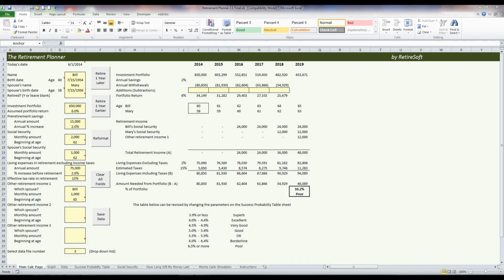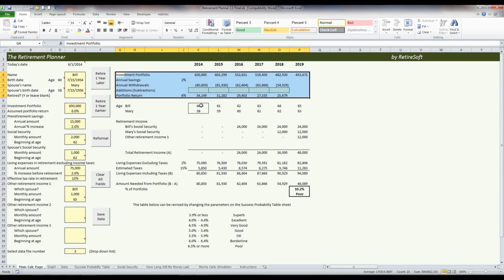The retirement planner spreadsheet works in a two-step fashion. The first step is to project the portfolio to what I call the pivot age. I'll talk about that in a minute. So basically this Bill and Mary, they start out with $650,000.